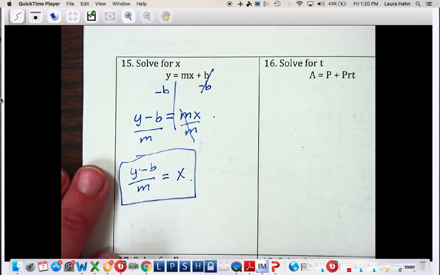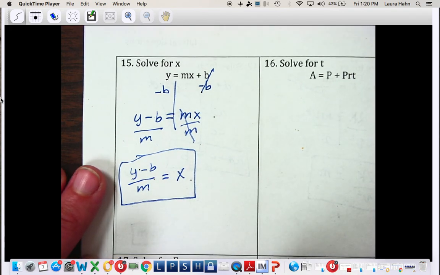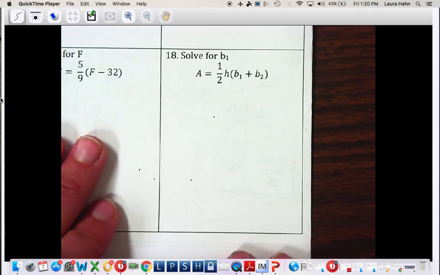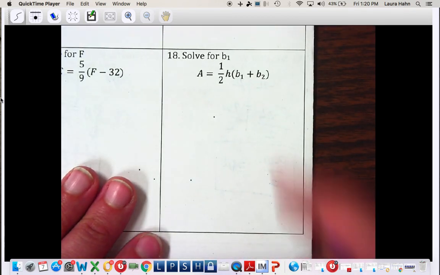Okay, let's see. Let's skip 16 and 17. I want y'all to try those on your own, just to attempt them. If you don't know how to do them and you get stuck, you can always ask me tomorrow in class, or I guess Monday. All right, on this one, we want to get B1 by itself.